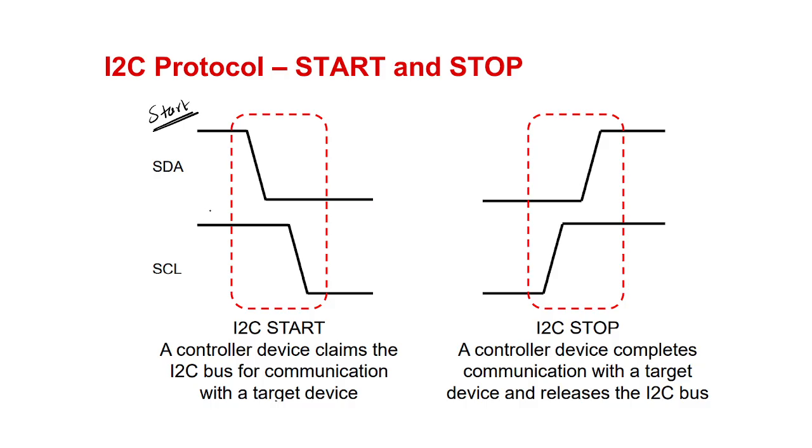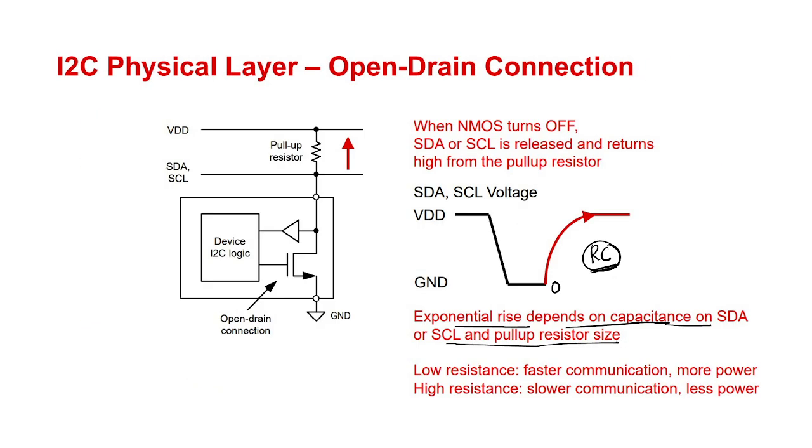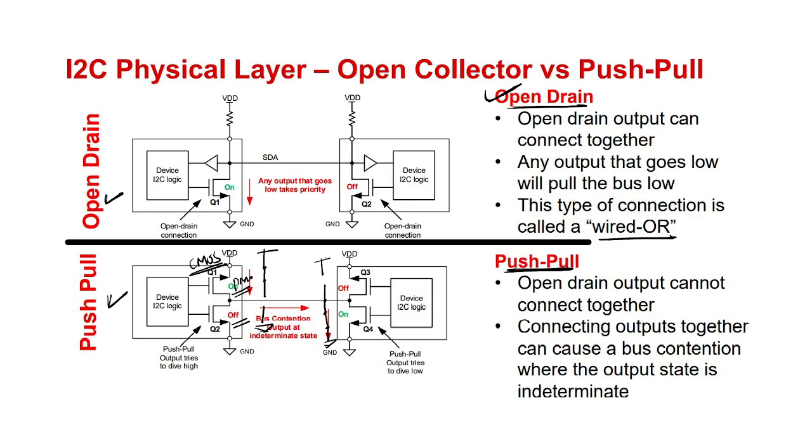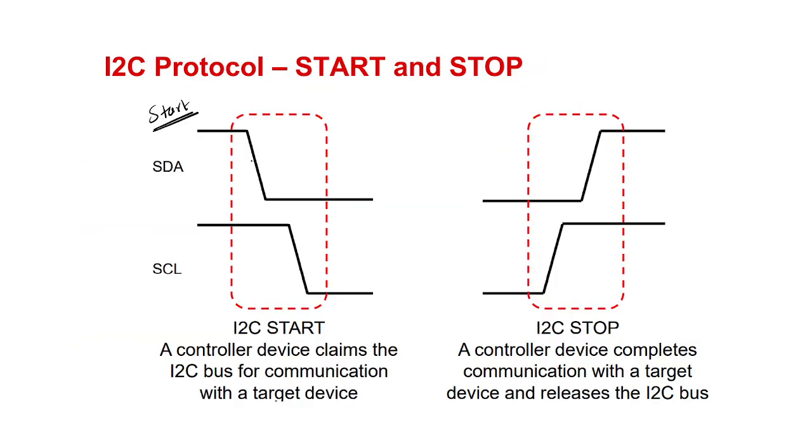When both are high, VDD is connected through the pull-up resistor, and this is not connected to the ground. So when it is in idle state, these two lines will be high only. Start condition means first SDA should go from high to low. After that SCL should go from high to low.